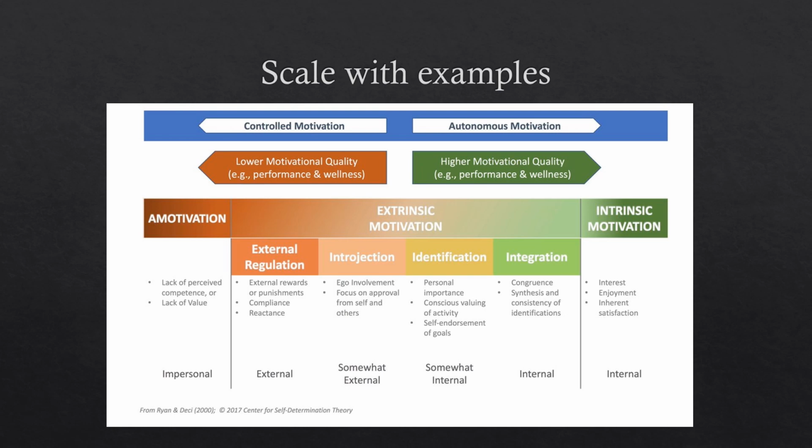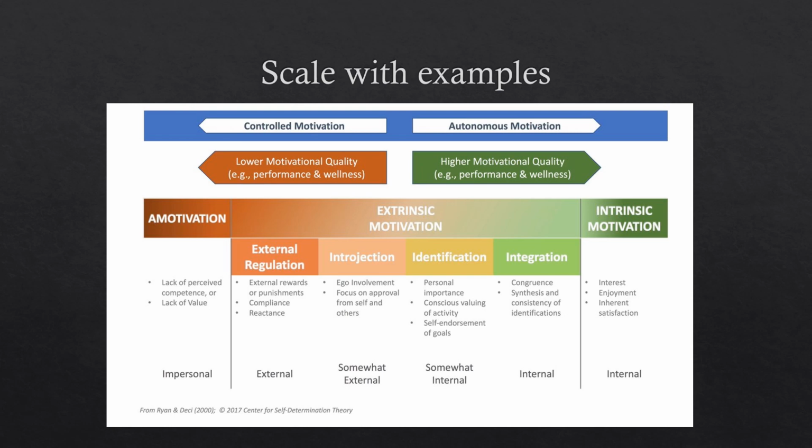Okay? So this is what breaks down what each stage means. Okay? So when you are writing this theory out, you would start with amotivation, external, introjected, identification, integration, and end with intrinsic. But you will need to be able to describe each of these stages. Tell me what they look like. So pretty obviously, amotivation would include a lack of perceived competence. You don't think you can do it, or perhaps you lack value of it. It's not important to you.